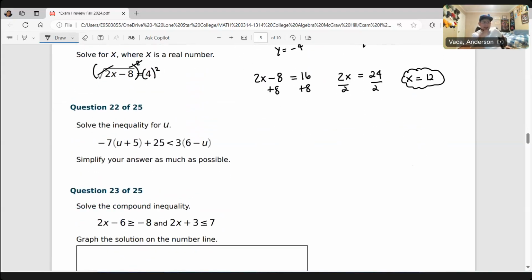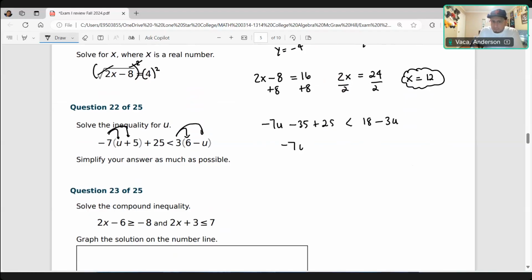Oh, look at this inequality. It's got a little bit more to it, doesn't it? What is this little more to it? Well, it's got some distribution going on. It's got variables on both sides. So let's go ahead and see what this is all about. Let's do the distribution. Negative 7u minus 35 plus 25 is less than 18 minus 3u.